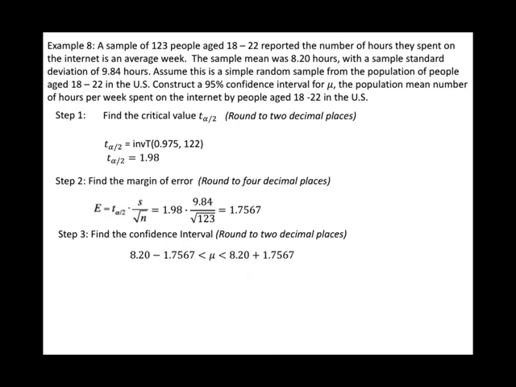Okay, you should get this. And then draw the conclusion. Make sure you know how to draw the conclusion. We always say 95%, right? So we are 95% confident that, you could copy from the questions here, the population mean number of hours per week spent on the internet by the people aged 18 to 22 in the United States is between these two numbers.